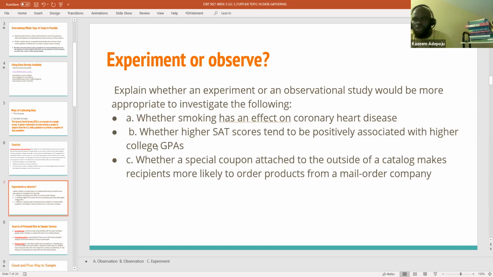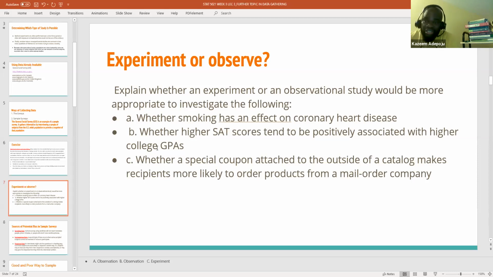If you take a look at number 1, whether smoking has effects on coronary heart disease, this is an observational study. It's an observational study because a researcher cannot randomize subjects to different groups. You are talking about smokers, and you are looking at the effect of smoking on coronary heart disease. And just like the example I said the other time, if you really want to use an experimental study, you're going to monitor the smoking pattern, the way these people smoke over time, and measure whether they're going to have coronary heart disease.